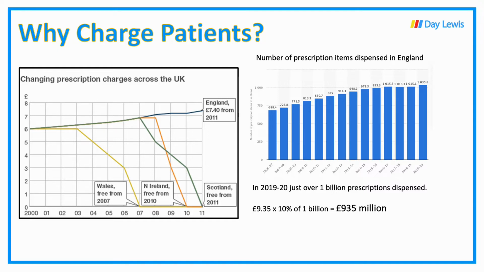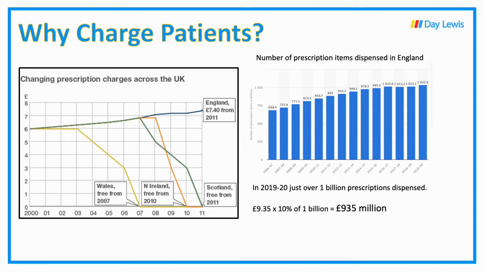So first of all, if we look at the prescription charges across the UK, you can see that currently England are the only country that are actually charging our patients. So Wales, Northern Ireland and Scotland now have free prescriptions, but you need to think about their populations as well. So it may seem unfair, but they do have much smaller populations compared to England. So why are we charging our patients in England?